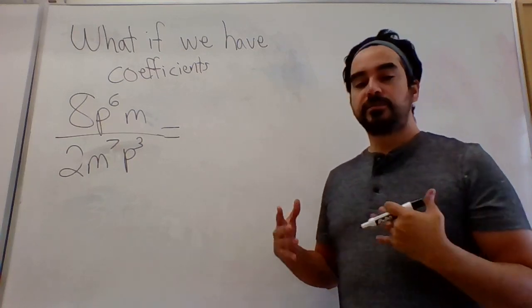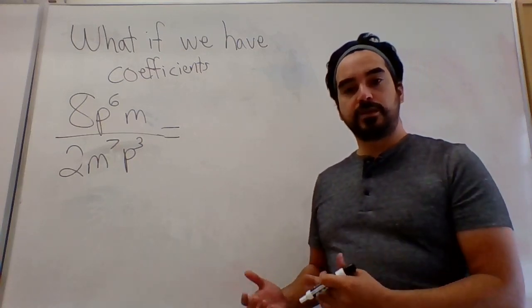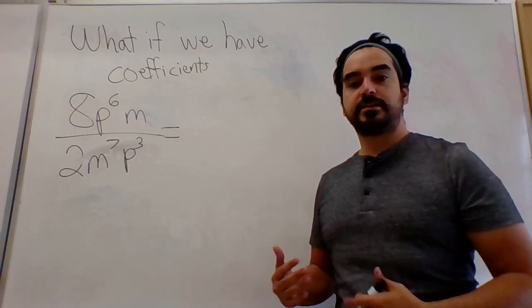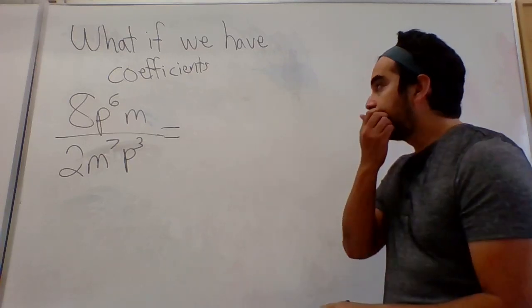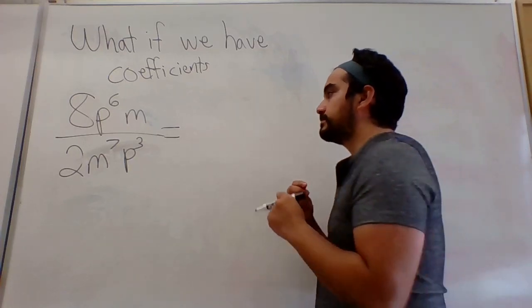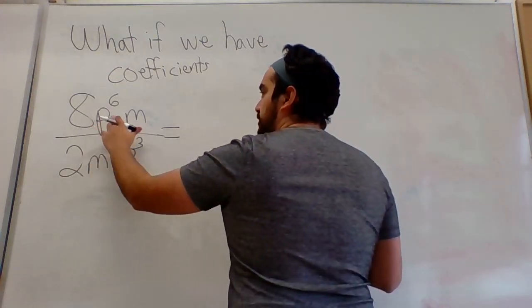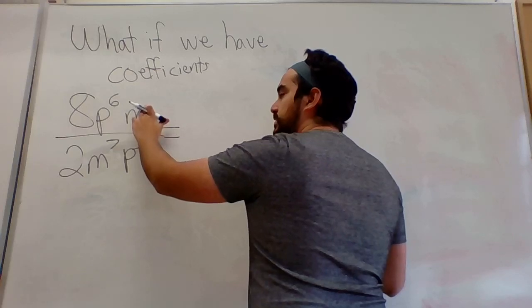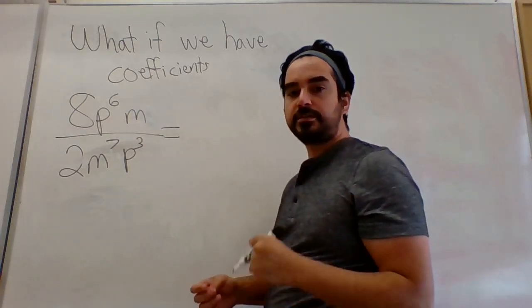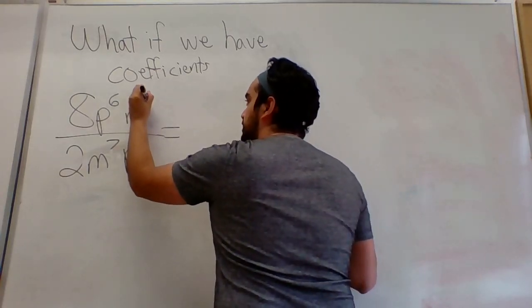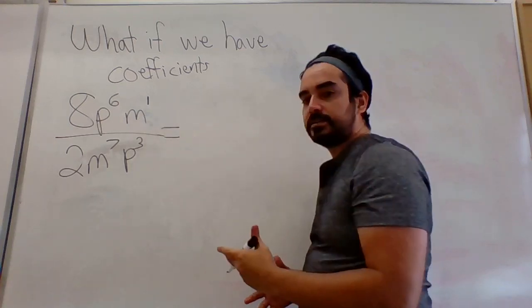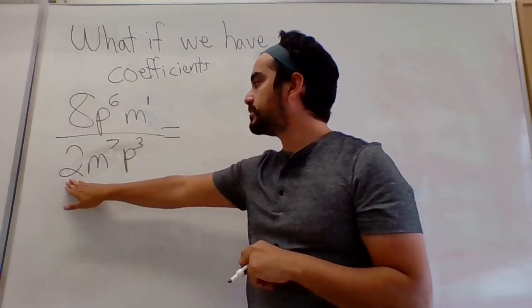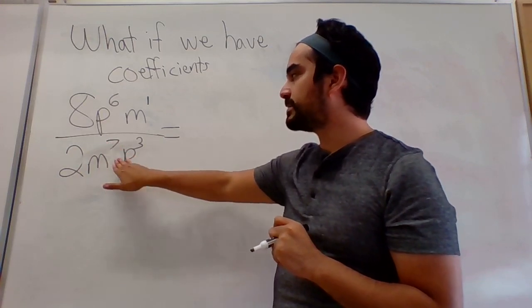Alright guys, so before we learned how to multiply with coefficients, now we're going to learn how to divide with coefficients. So we have p to the sixth power times n. I don't see an exponent, so remember, when you don't see an exponent, there is always an invisible one. So I'm going to write it on here just in case. Divided by 2 times n to the seventh power times p cubed.